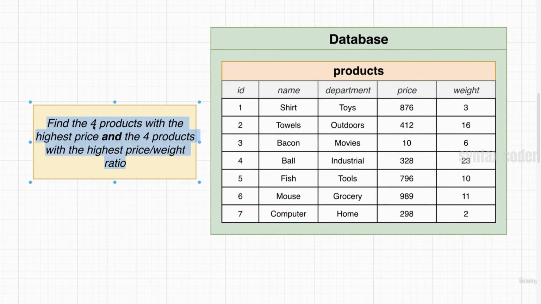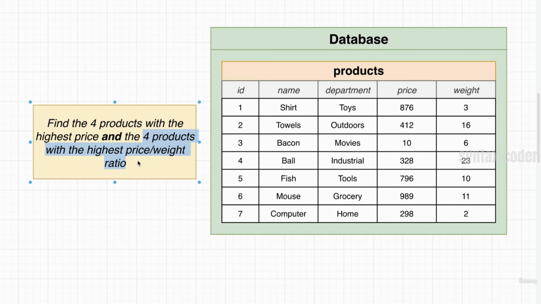The reason for that is that to get the 4 products with the highest price, we're probably going to have to do some kind of order by operation. We're probably going to have to sort by price, and then do a limit to just get the top 4 most expensive items. The second part of this, the next 4 items, is going to use some very different sorting criteria. In this case, for the next 4, we want to sort by a price to weight ratio. So it's 2 very different sorting criteria, and putting these both into a single query would be rather challenging.